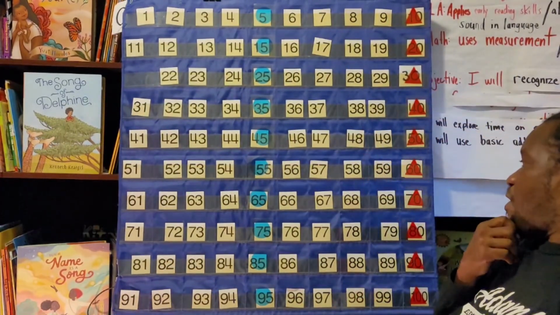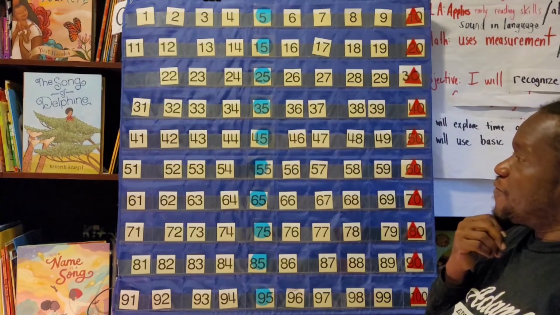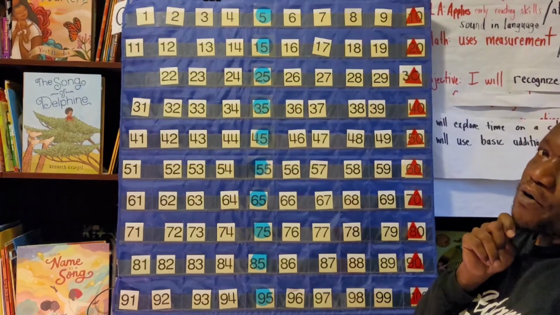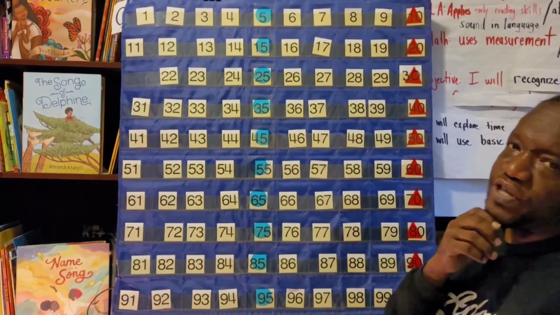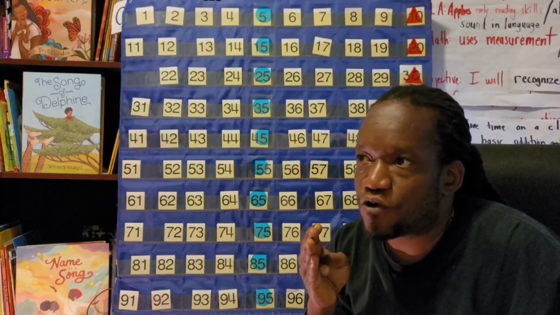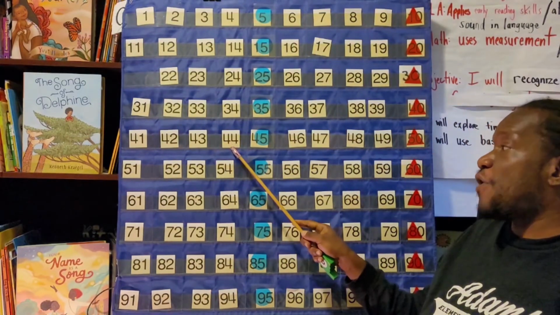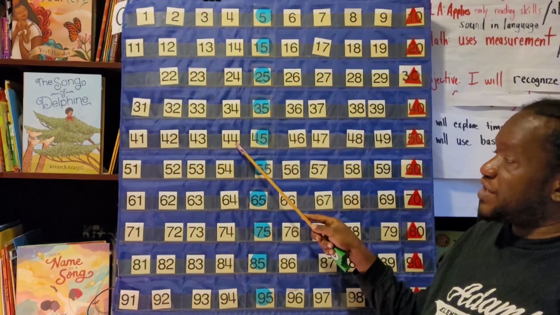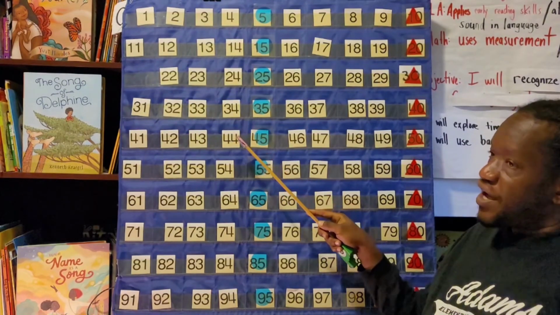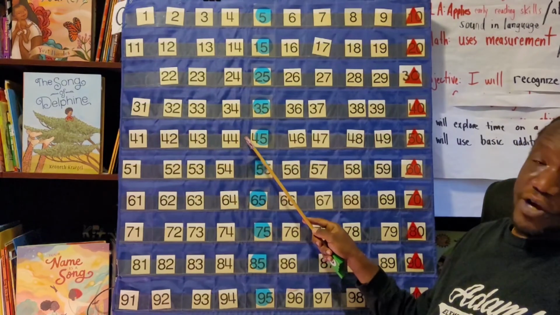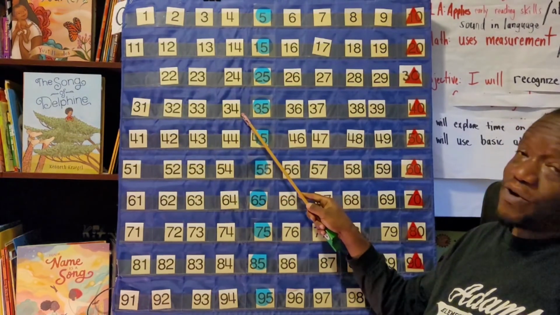All right, one more. Let's go to 44. What two digits make up 44? A 4 and a 4. That's right. So 44 subtract 10. I take 10 away. I know on my number chart, I just take 10 away. And it's what? 34. That is so right. You all are looking so good at this.